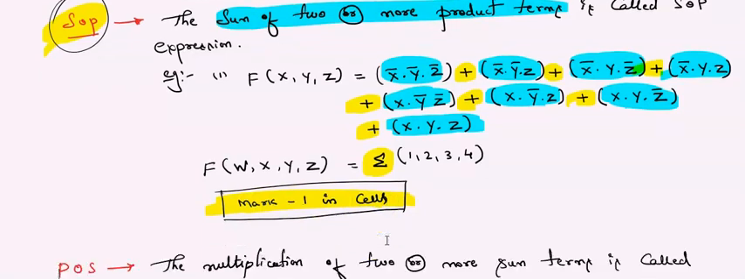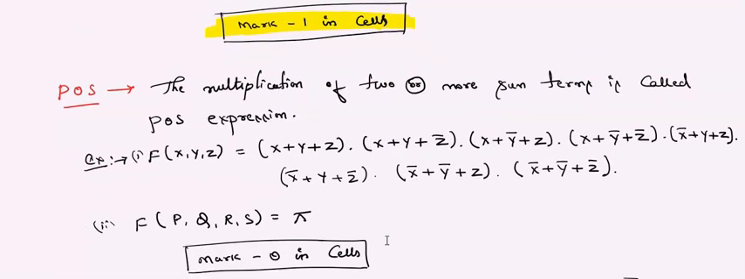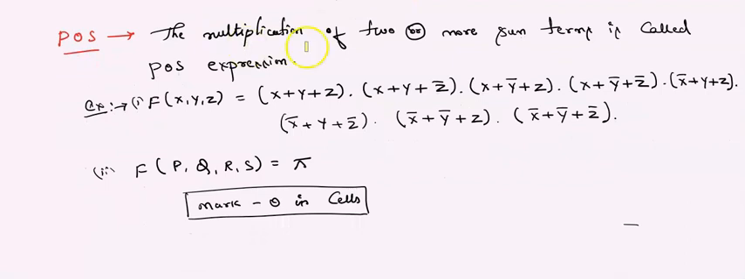Next, what is POS? Product of sum. The multiplication of two or more sum terms is called a POS expression. Example: function f of x comma y comma z. As you can see here, x plus y plus z, we are adding. x plus y plus z bar, we are adding.